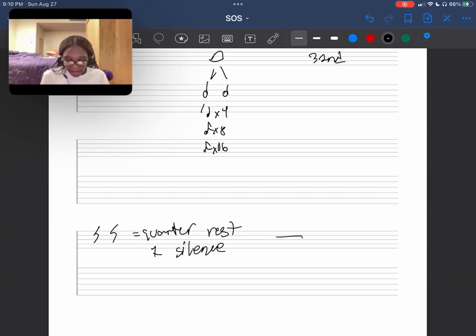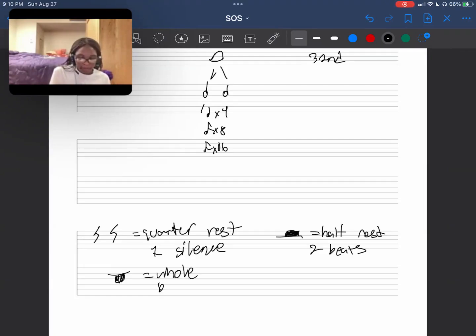Now, the half rest, which I like to call the hat rest, almost mispronounced there, is 2 beats of silence, in the same way as a half note. The whole rest, which I like to call the bowl, is 4 beats of silence, the whole shebang. Now, the 8th rest and 16th rest are a little bit easier to write and draw, still a little bit weird to look at, but they equal half a beat of silence and a quarter beat of silence.